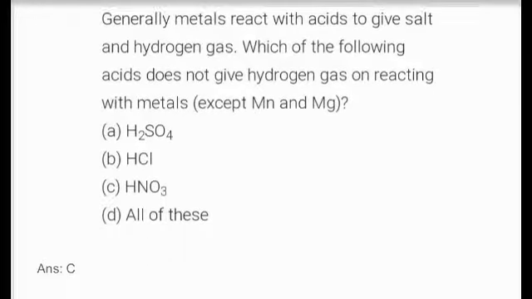Generally, metals react with acid to give salt and hydrogen gas. Which of the following acids does not give hydrogen gas on reacting with metals, except there are exception cases, manganese and magnesium? The options are H2SO4, that is sulfuric acid, HCl, that is hydrochloric acid, HNO3, that is nitric acid, and D, all of these. The correct answer is HNO3, that is nitric acid.